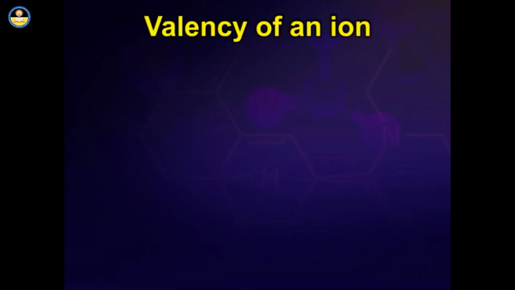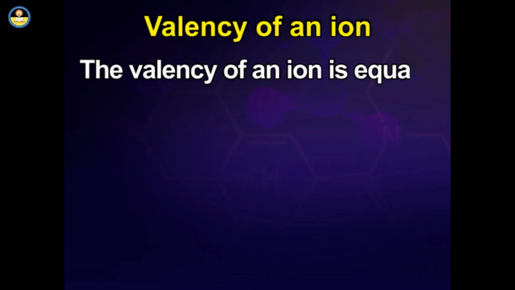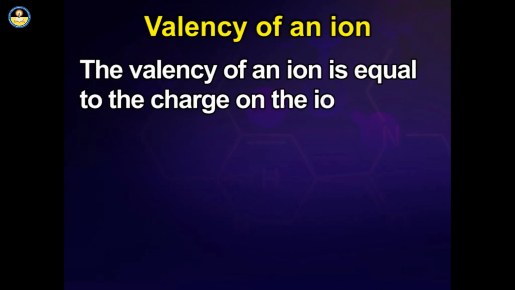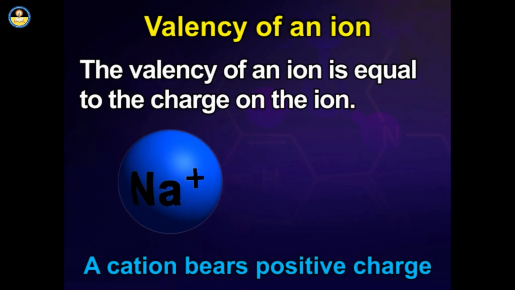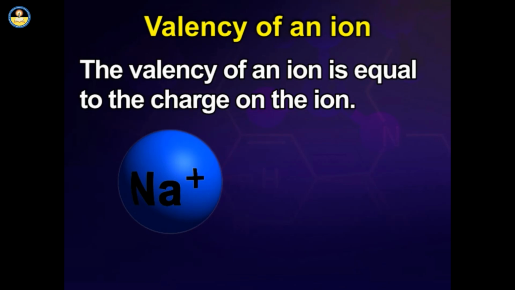Let us now learn about valency of an ion. The valency of an ion is equal to the charge on the ion. A cation bears positive charge. Therefore, its valency is taken as respective positive numeral or simply numerical value of the charge Na+.